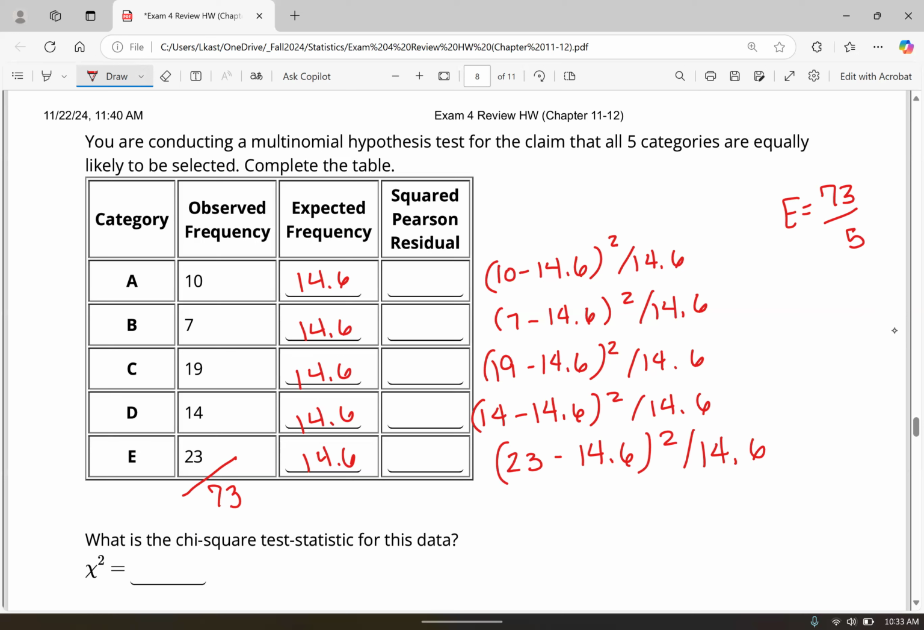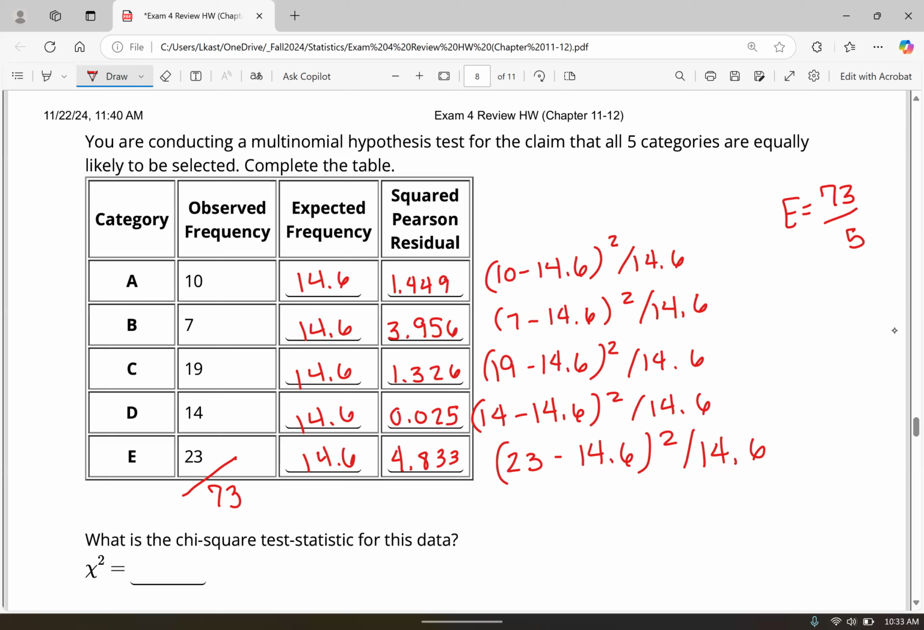So I get, I will actually put glasses on for this, 1.449, 3.956, 1.326, .025, and 4.833. I should probably check that one because I can't read my handwriting again.